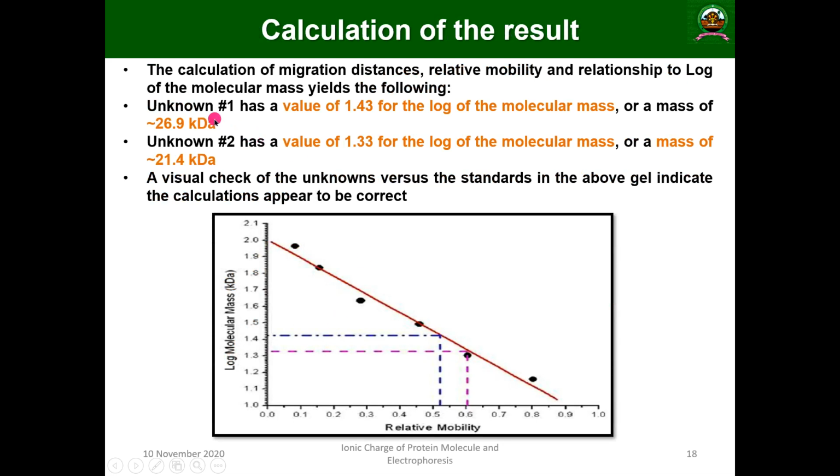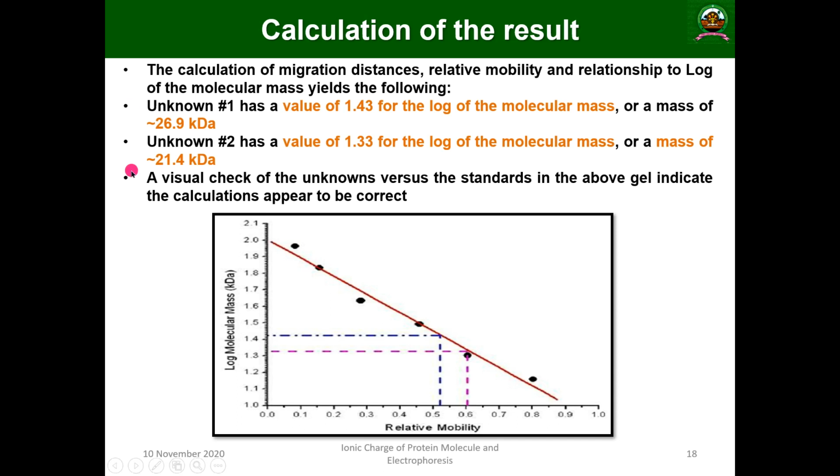So the unknown, sample 1, has a value of 1.43 for the log of the molecular mass, or a mass of approximately 26.9 kD. The second one has a value of 1.33 for the log of the molecular mass, or a mass of approximately 21.4 kD. Here you can make the relative mobility versus log molecular weight plot, and visually checking the unknown versus the standard in the above gel indicates the calculation appears to be correct.